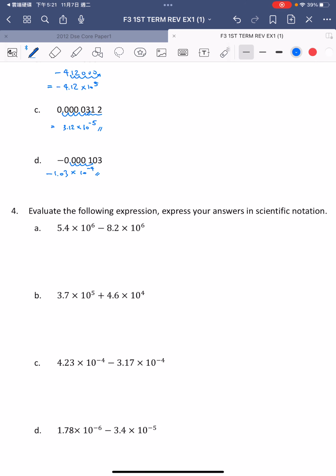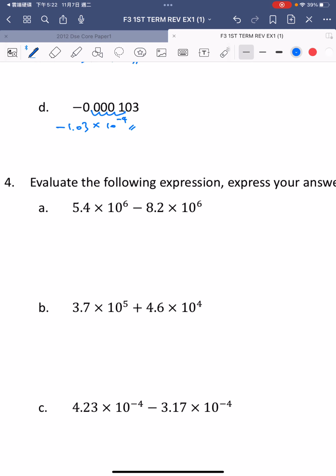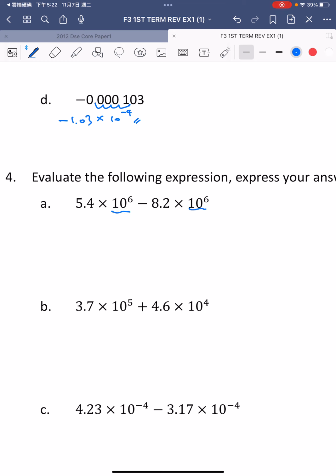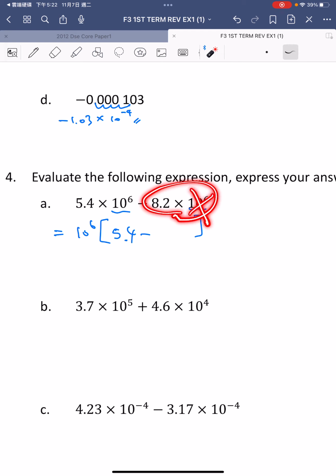Alright, so now we can try to do question 4. For question 4, please bear in mind that the answer should be in scientific notation as well. So first of all, we can take out a common factor, which is 10 to the power of 6. And then what we have left after taking out a common factor and giving a bracket is just 5.4. So 5.4 minus 8.2 times 10 to the power of 6, so this point is eliminated. So what we have left is just 8.2.